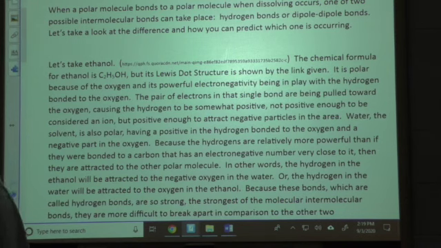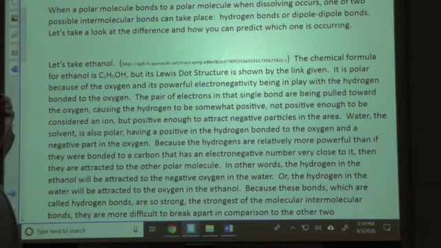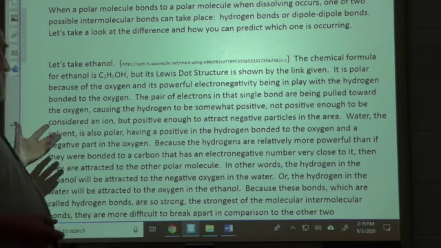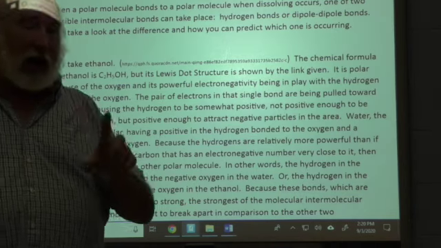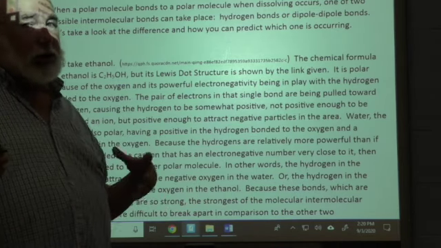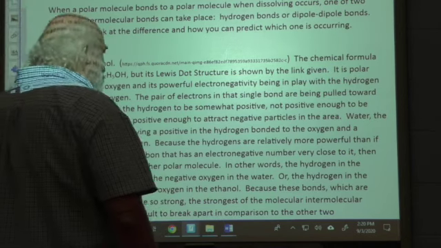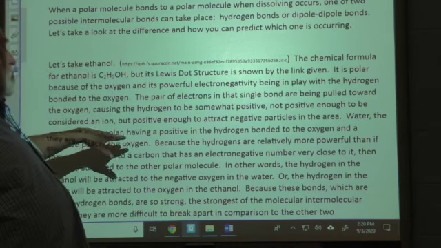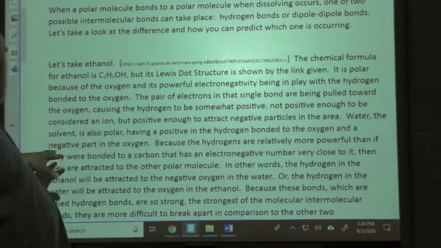It is polar because the oxygen and its powerful electronegativity being in play with the hydrogen bonded to the oxygen, as I said. The pair of electrons in that single bond are being pulled towards the oxygen, causing the hydrogen to become somewhat positive. Not positive enough to be considered an ion, but positive enough to attract negative particles in the area. That is the key. It's not really an ion, but boy, it sure acts like it, but it's got this little oxygen hanging on to it right now. Water, the solvent, is also polar, having a positive in the hydrogen bonded to the oxygen and the negative part to the oxygen.